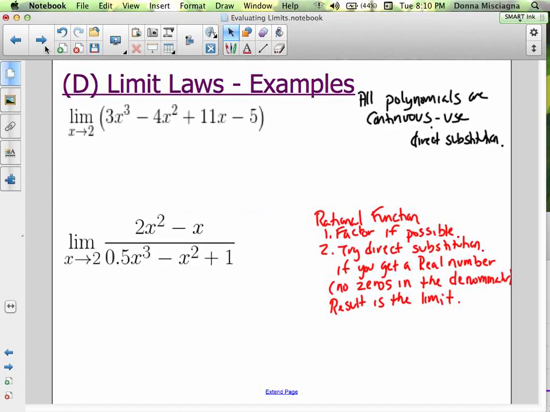All right, so limit laws. All polynomials are continuous. You can always use direct substitution, and this one's in your notes. Add what's over there in your notes, and now let's evaluate.